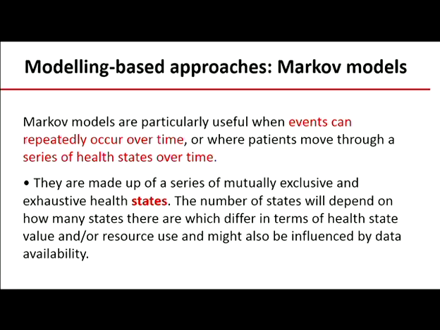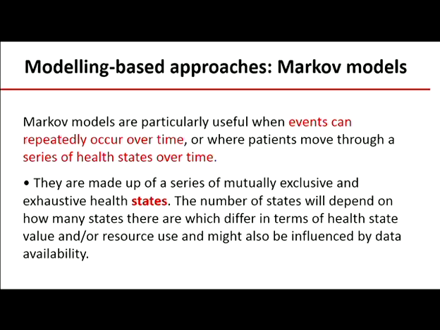These are models that are very useful when events can occur many times over time, or when patients move through a series of health states over time. Another example, going back to the cancer example: patients who might be treated for cancer, some of them might stay well for the rest of their life, some might have a recurrence the following year and then stay well, some might have another recurrence, and so on. So these are models that allow transitions between different health states.